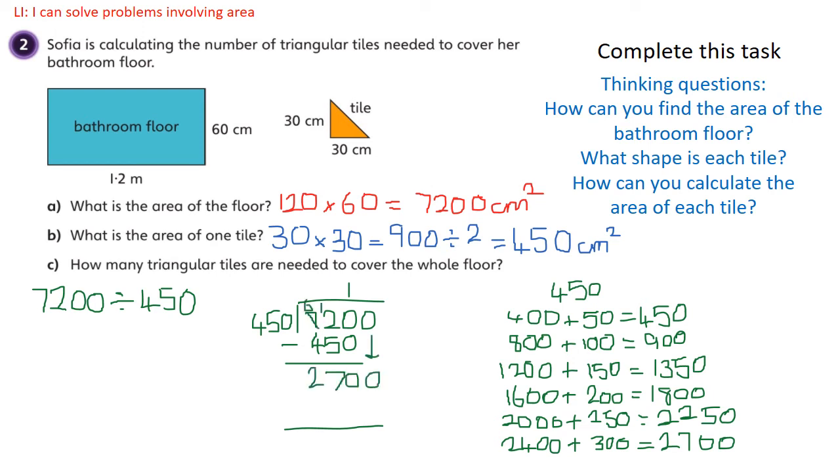I'm going to take those away. I'm going to bring down the 0. So now I've got 2,700. So how many lots of 450 can I get from 2,700? And if we look back at my times table, you can see that I can get 6 lots. 6 times 450 is 2,700. So I take those away and I get an answer of 0.